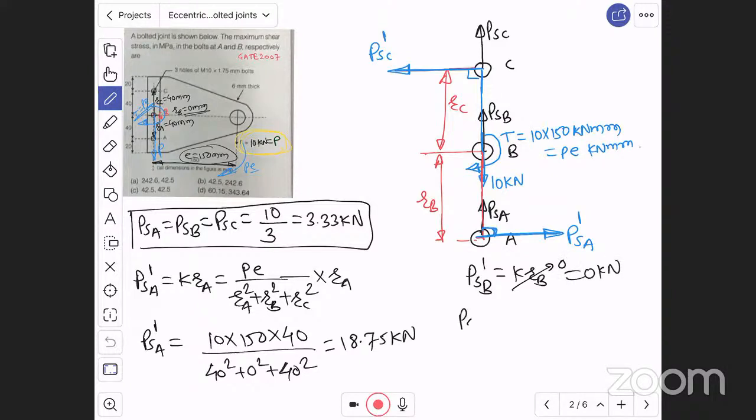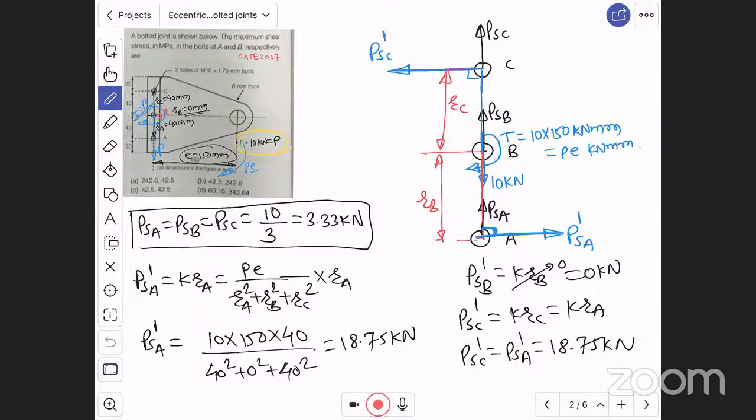Again, the secondary shear load on bolt C is equal to K into RC. And my dear students, RA is equal to RC. Therefore, we can say K into RA also. Therefore, PSC dash is equal to PSA dash, which is nothing but 18.75 kilonewton. Right. This is how we have calculated the primary and secondary shear loads on bolts A, B, and C.